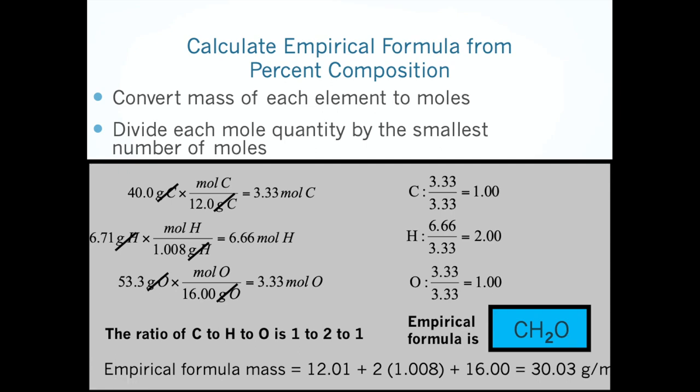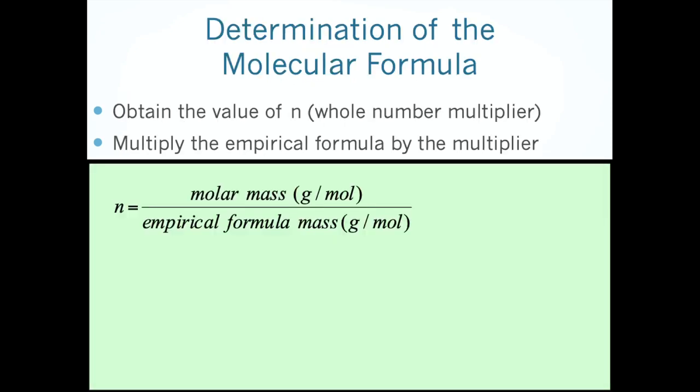Okay, well, if the mass of our empirical formula is 30 grams per mole, but the molar mass of our compound is 90 grams per mole, how many times does our empirical formula fit into our molar mass? Well, 30 goes into 90 3 times. So if you want to see that, you just take your molar mass from the question, which was 90 grams per mole, divide by the molar mass of our empirical formula, which is 30, and you get 3. So that tells us that our molecular formula is 3 times our empirical formula.